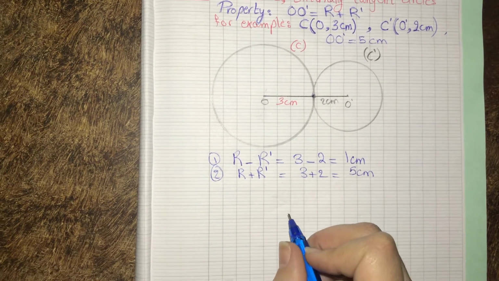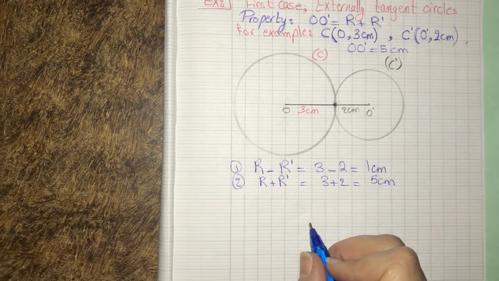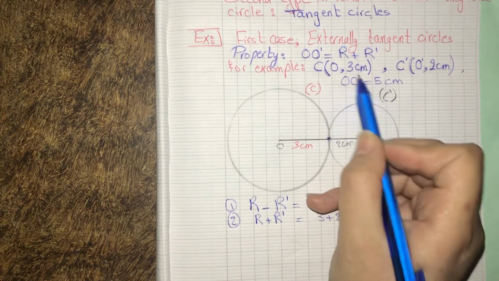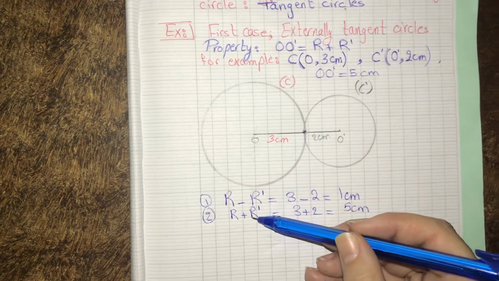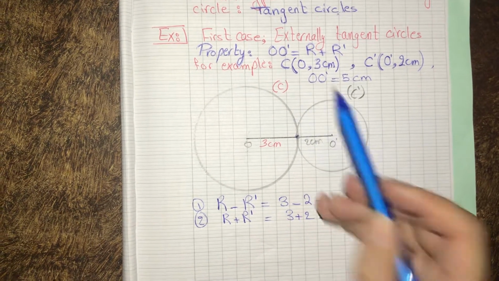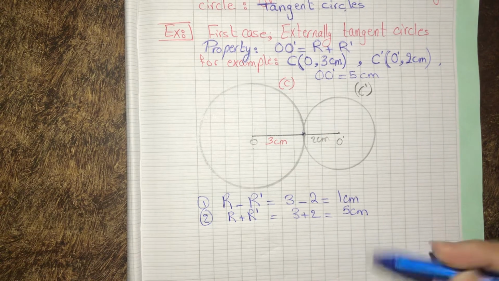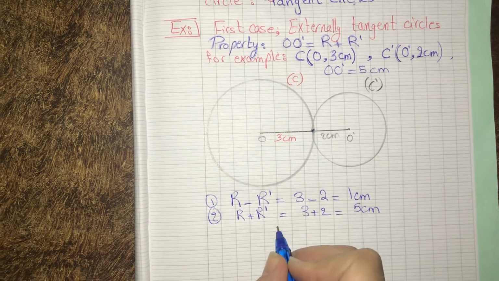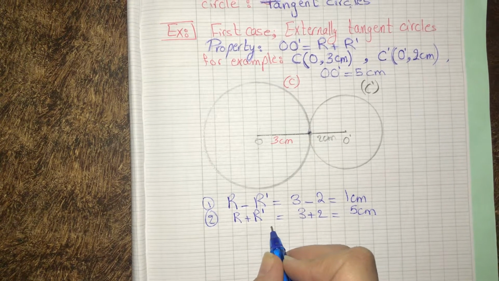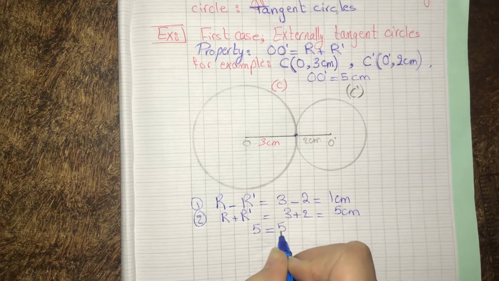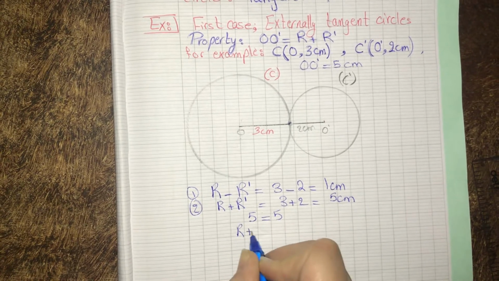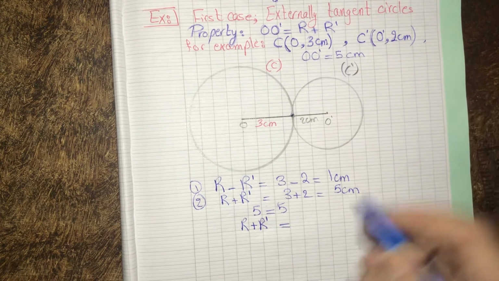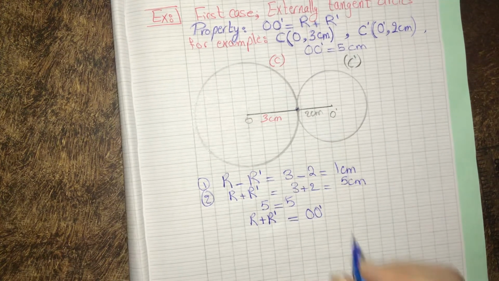Then you should compare these quantities by greater than, less than, or equal. We compare R minus R prime and R plus R prime with OO prime. Okay? As you see, we notice that the 5 is the same as OO prime. So as comparison you have 5 equal to 5. So what is 5? It's R plus R prime, equal to what? 5. What is it? OO prime.